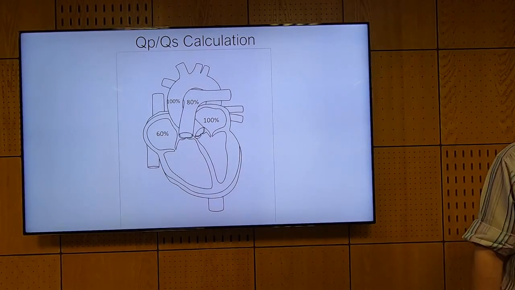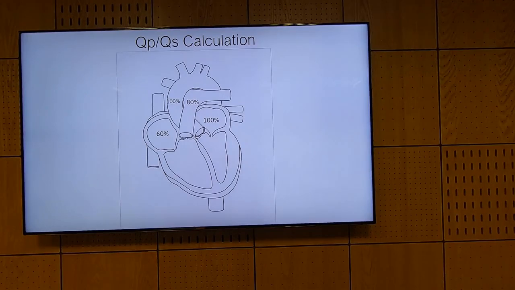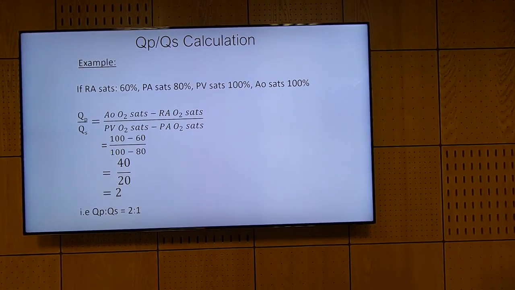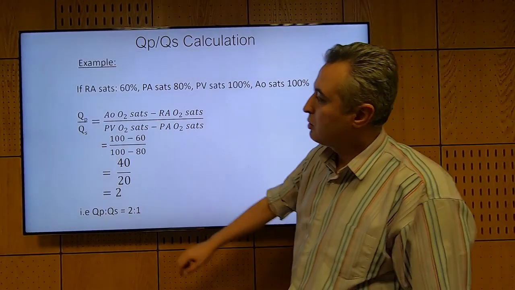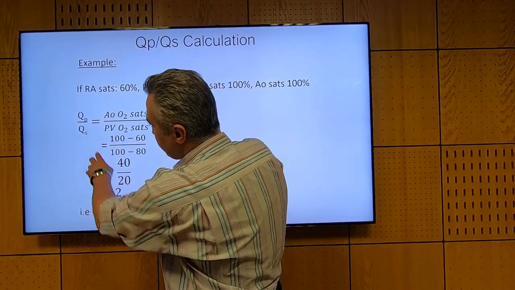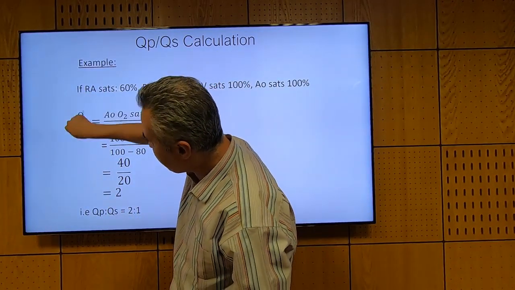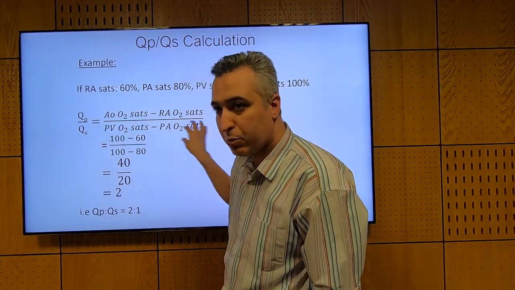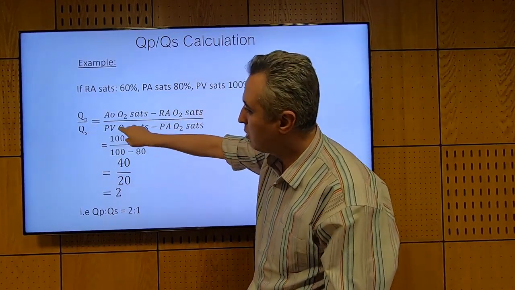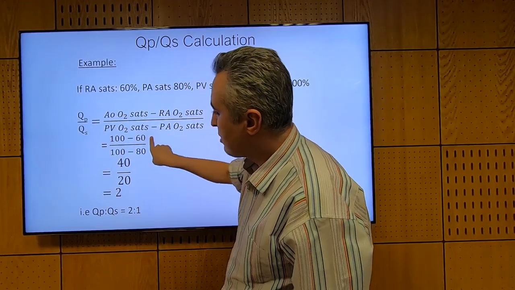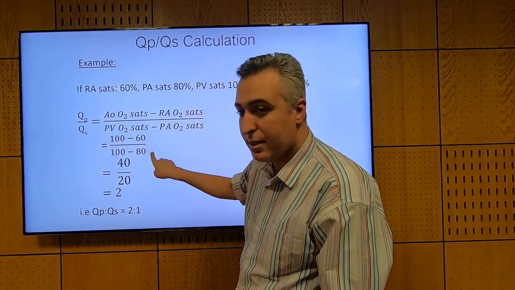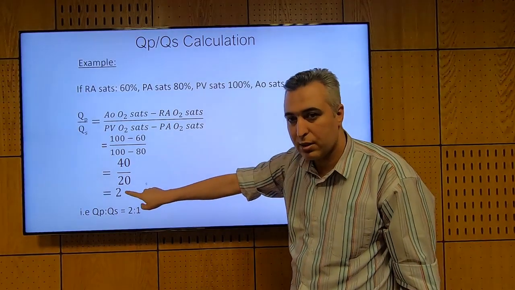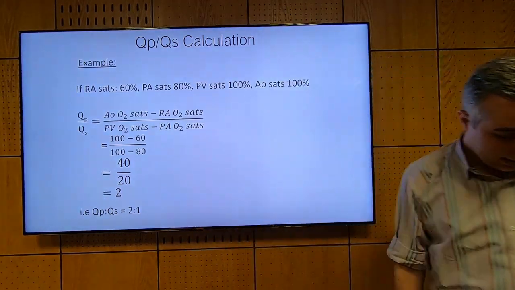Do you get that? Do not mix these up. This is the ratio between pulmonary and systemic, while you measure first the systemic difference divided by the pulmonary difference. Okay? So 100 minus 60 divided by 100 minus 80, 40 over 20. So QP/QS is 2 to 1.